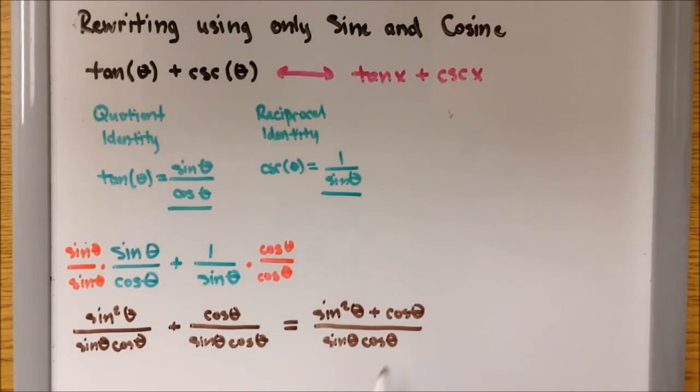Now I'm looking to see if I can simplify or factor out, which I cannot, because in order to factor, these two parts would have to both have sine, or both have cosine, which they don't. And I can't do anything on the bottom. So this is the part where I would stop and box that up.